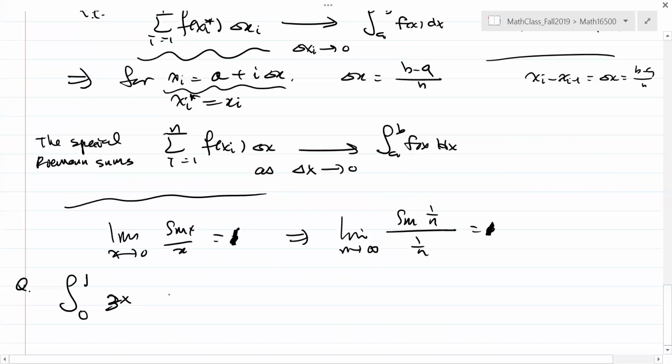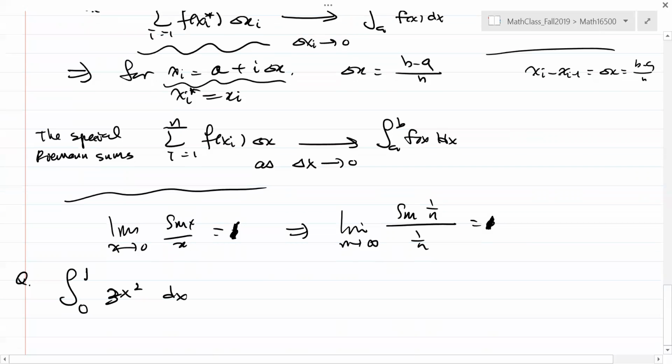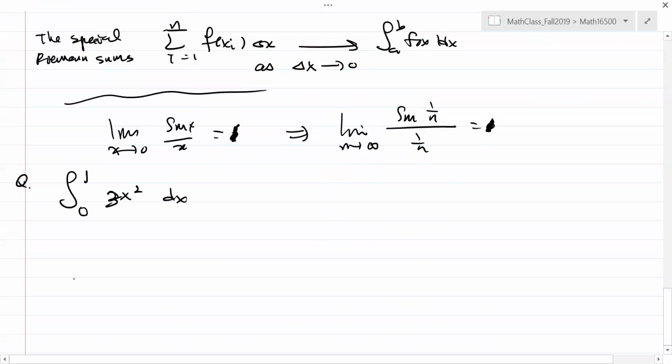Let's say the integral of 3x squared dx. Just use this. Okay, so how do you draw the graph? This is a parabola like that, right? When x equals 1, the y value is 3. So this should be called the area of the function.